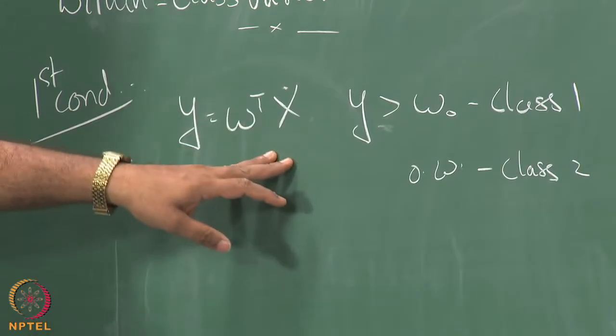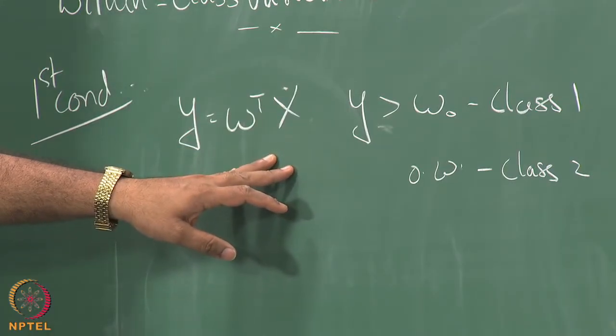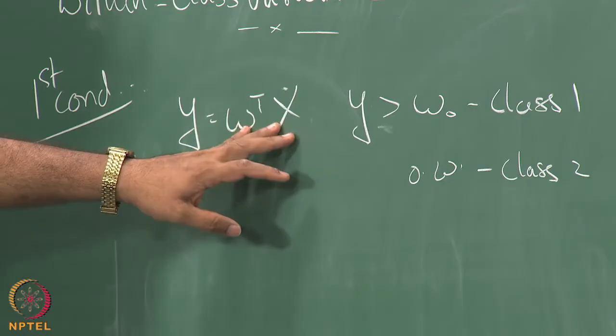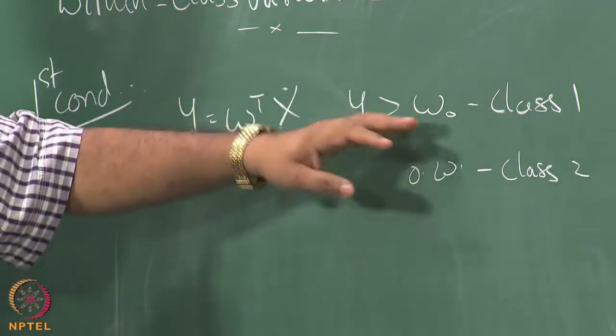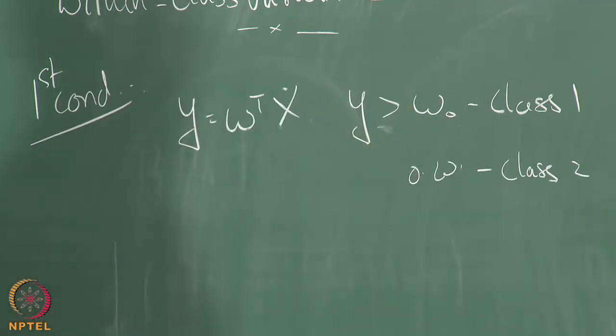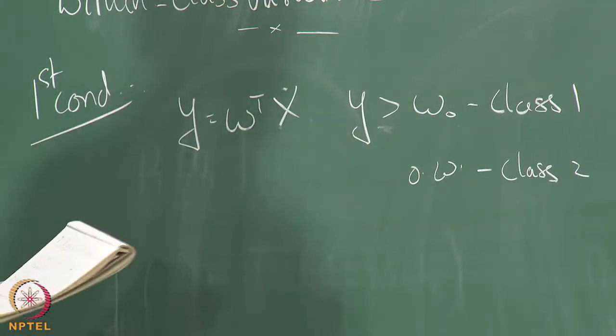So I am going to have a surface defined by W transpose X. So Y equals W transpose X. If it is greater than some W naught, I am going to classify it as class 1, and if it is less than or equal to W naught, I will classify it as class 2.